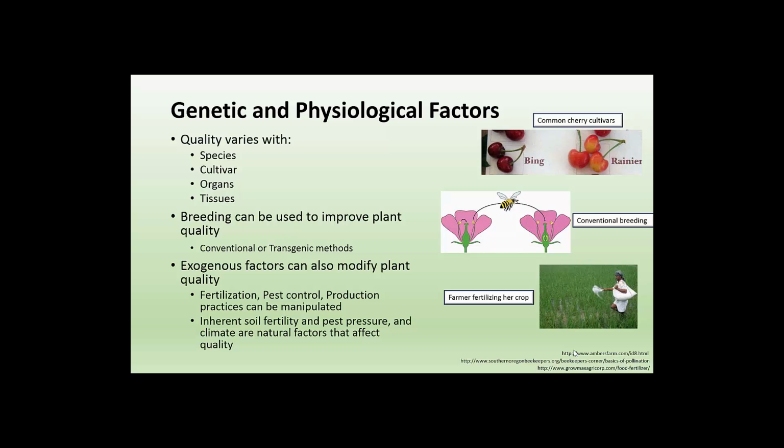Either conventional or transgenic breeding methods can be employed. Modifying fertilization, pest control, and production practices can dramatically influence the quality of plant products. Natural factors such as the inherent soil fertility, climate, and pest pressure on the crop also affect plant quality.